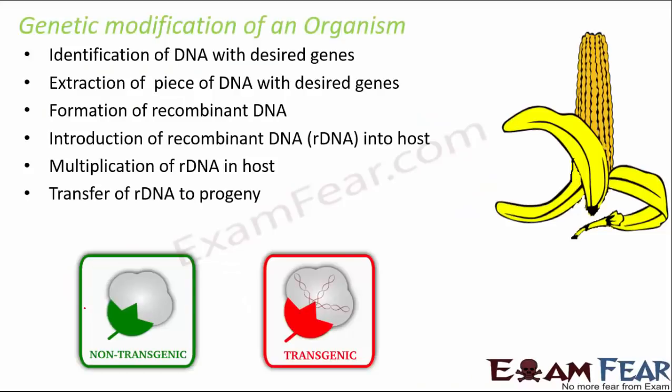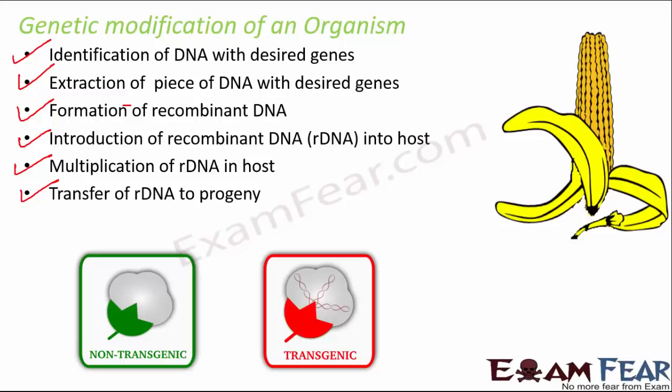Now, genetic modification of an organism. What is it? Identification of DNA with desired genes, extraction of a piece of DNA with desired genes, as I said, with the help of the restriction enzymes, formation of recombinant DNA, introduction of recombinant DNA into the host, multiplication of recombinant DNA in the host, transfer of recombinant DNA to progeny.